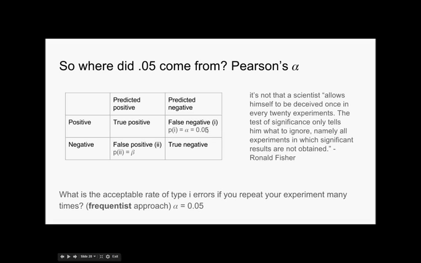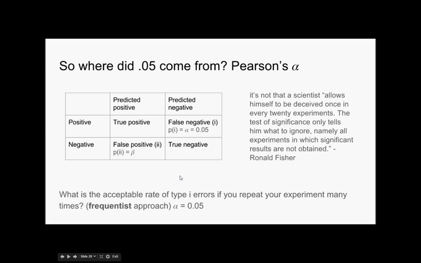And he recommended 0.05, and you can set it lower, you can set it higher, but this is just a traditional value. 5% error is maybe okay. And conversely, the rate of false positives is called beta. And we'll talk a little bit more about that later.